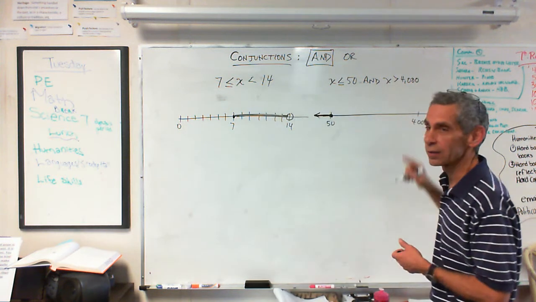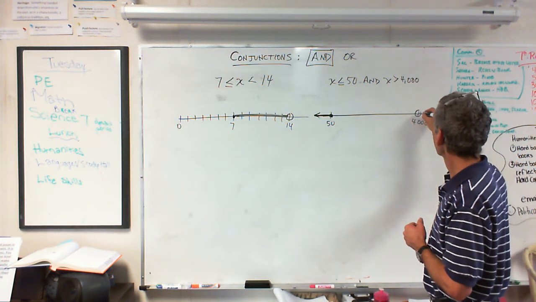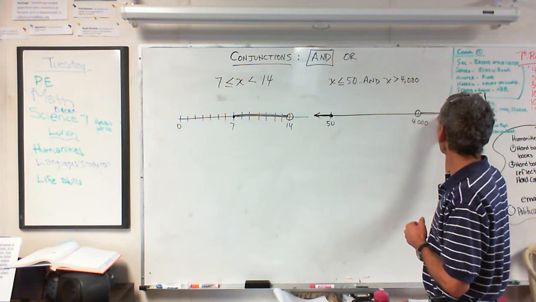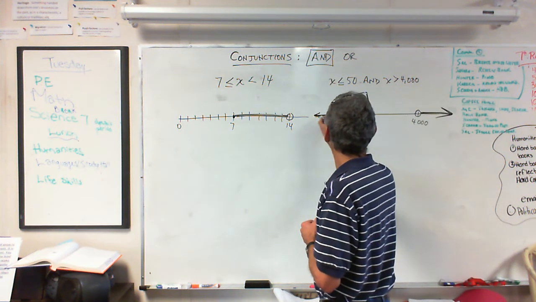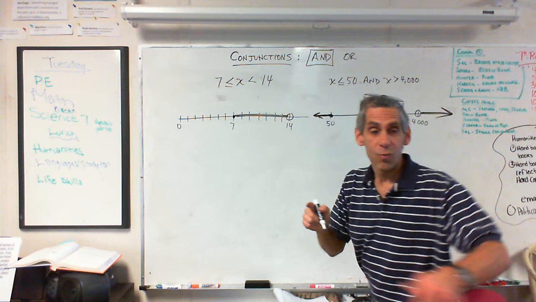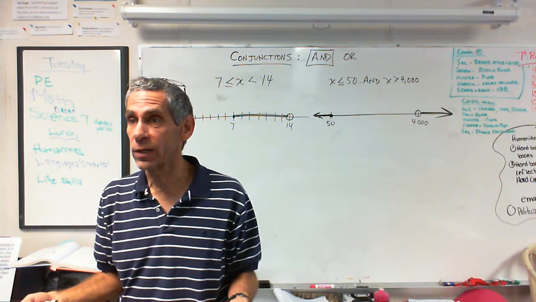Now what would I do for this one? X is greater than 4,000, so that would go to the right. How does that make any sense? But that's not possible. X can't do both of those things at the same time. So and means that they both have to be true in order to be a solution.